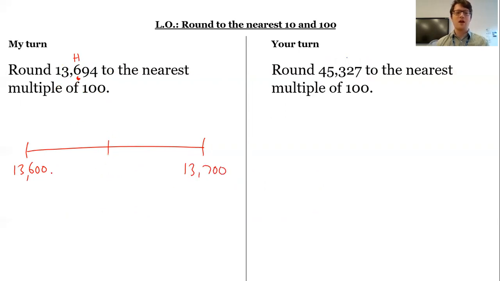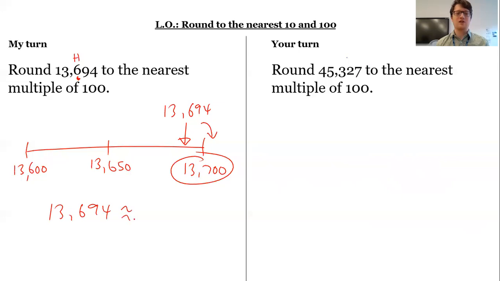Crucially, what's halfway? Well, halfway between 0 and 100 is 50. So halfway between 600 and 700 will be 650. So I've got 13,650. 13,694 then, well, 650, 60, 70, 80, 90 is going to be around here. So I can see really clearly that it's much closer to this multiple of 100. So then I can conclude by saying that 13,694 to the nearest multiple of 100 is 13,700.